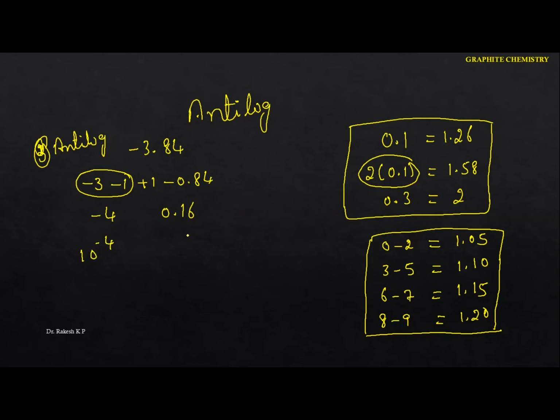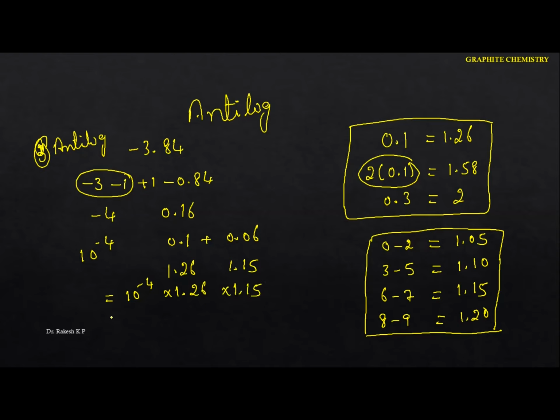Now see this one. How are we going to write this? This is 0.1 plus 0.06. What is the 0.1 value we have? The 0.1 value is 1.26. The 0.06 lies between 6 and 7, and that value is 1.15. So again you have to multiply the rest of the thing, that is 10 to the power of minus 4 into 1.26 into 1.15.